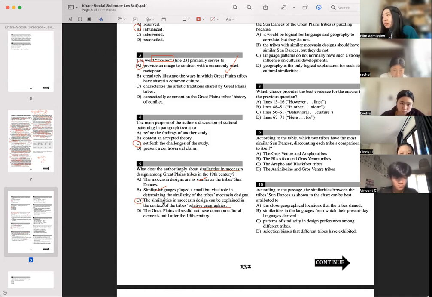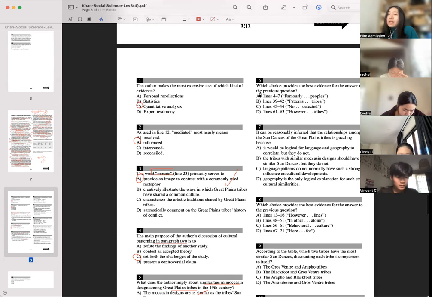See, that's very clear now. You won't get misled by the other answers because you know those are the elements of the Mauchausen design. That's the relationship between these two elements. Correct. And then question 6, you will easily find the evidence as well. And the answer is B.